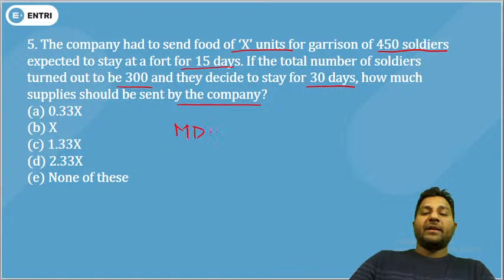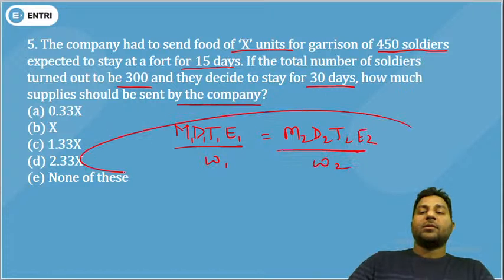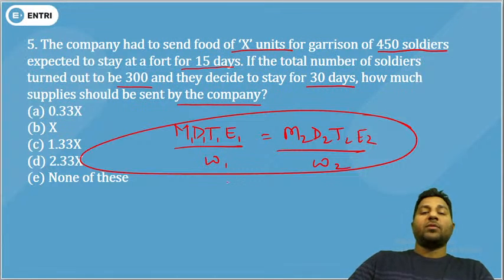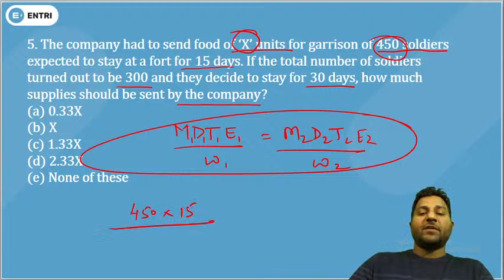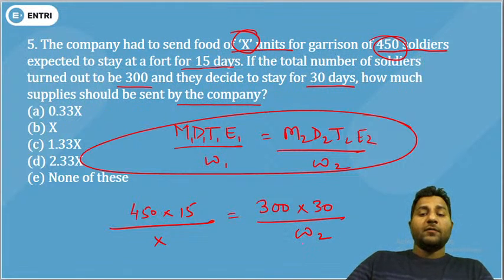Guys, this is the concept of man days time efficiency upon work, or you can say M1 D1 T1 E1 W1 is equal to M2 D2 T2 E2 W2. So tell me how you are going to solve this one. The work is X, the men are 450 and the days are 15. The second unit has 300 men and it will be for 30 days. Then tell me, work 2 will be for how many days? So how are you going to solve this one?